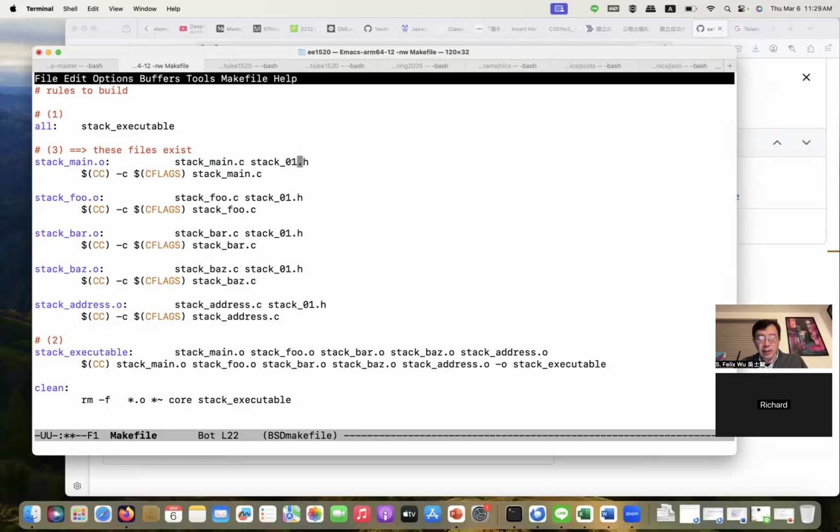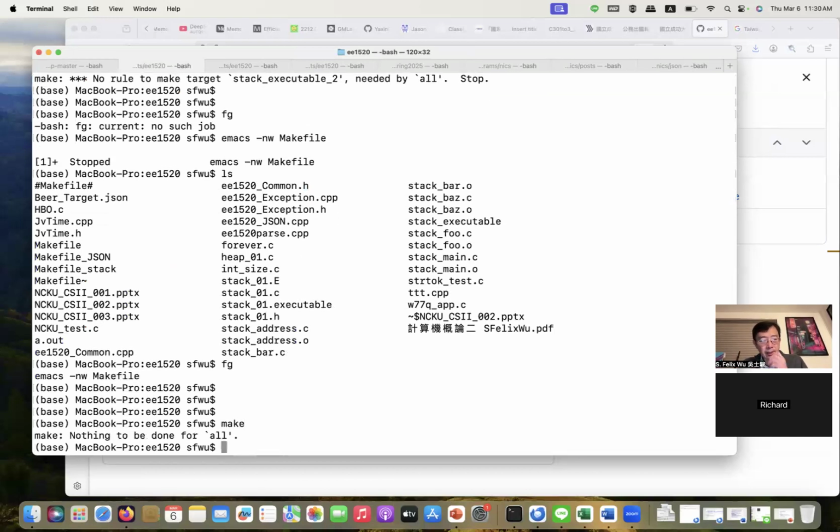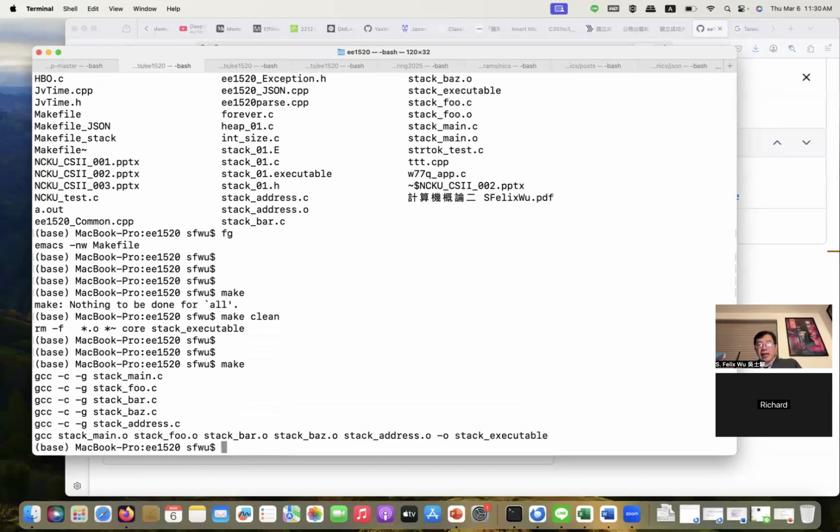Okay, so let's play a trick. Let me first run the program. Okay, if I now do a make clean, now you can see that even though I have those stack_01.h and stack_main.c, it will still build everything correctly.